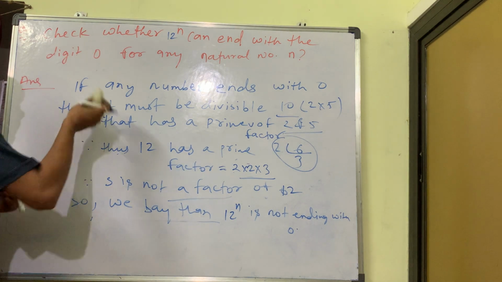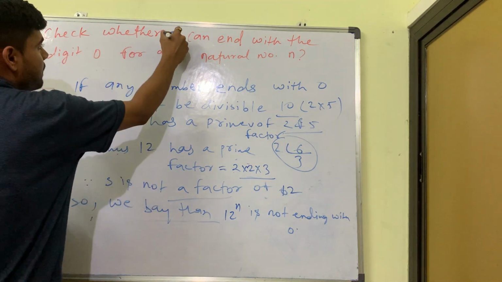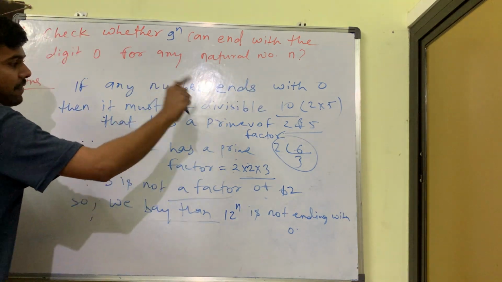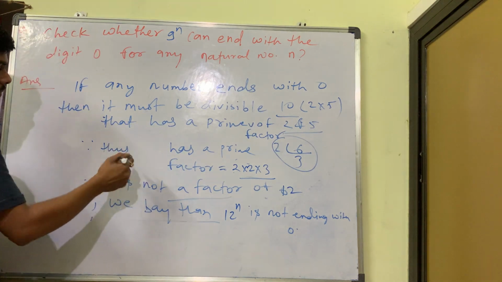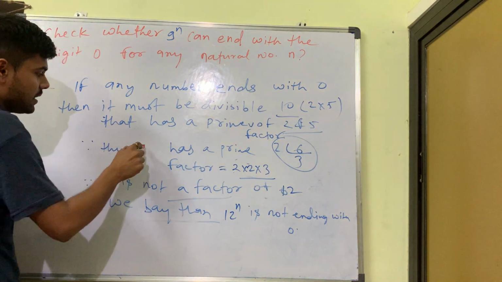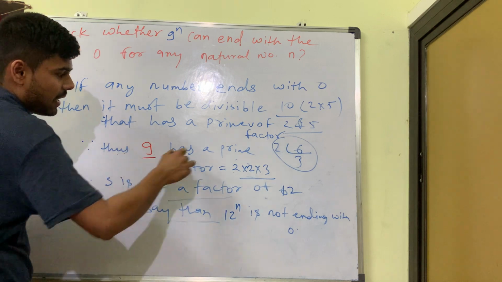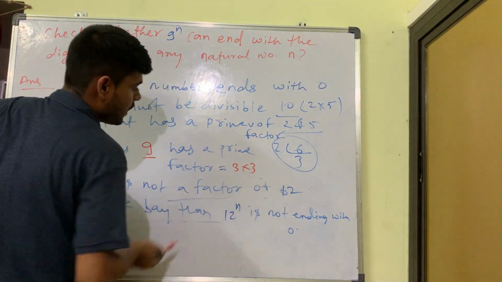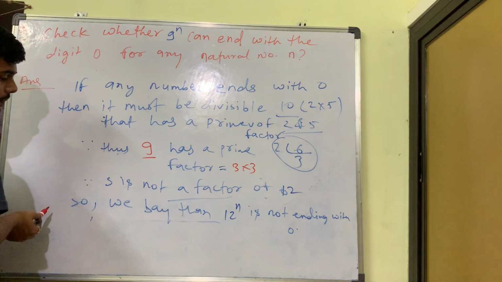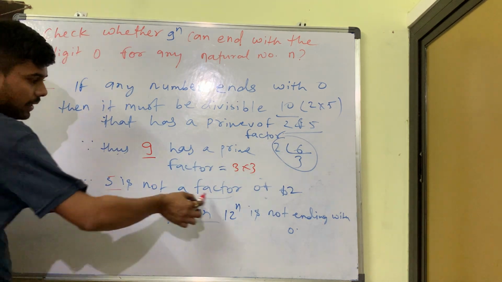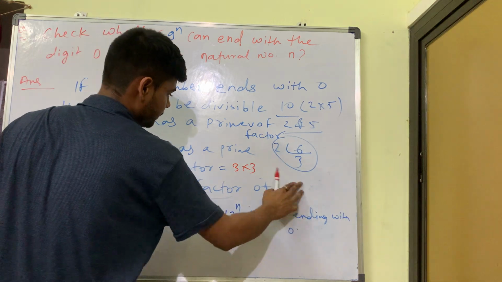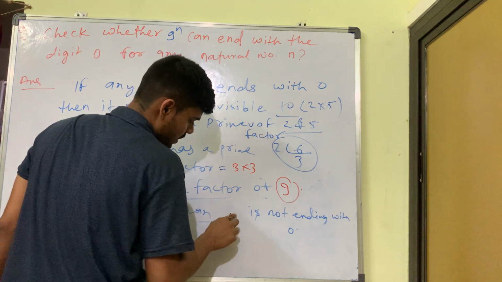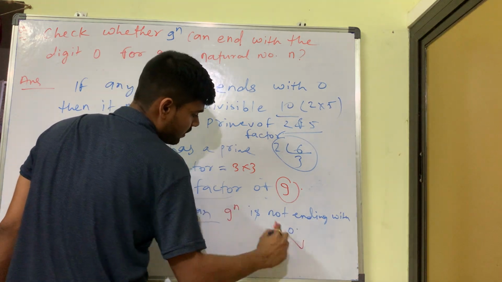Next number. If I take another number, 9 to the power n. So if any number ends with 0, it must be divisible by 10. That it has a prime factor of 2 and 5. What is the prime factor of 9? 3 into 3, that is 3 squared. So 5 is not a factor of 9. So we say that 9 to the power n is not ending with 0.